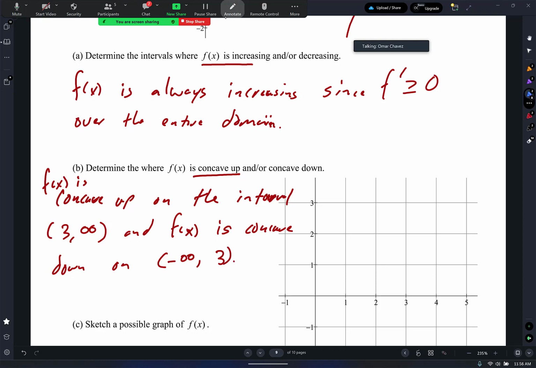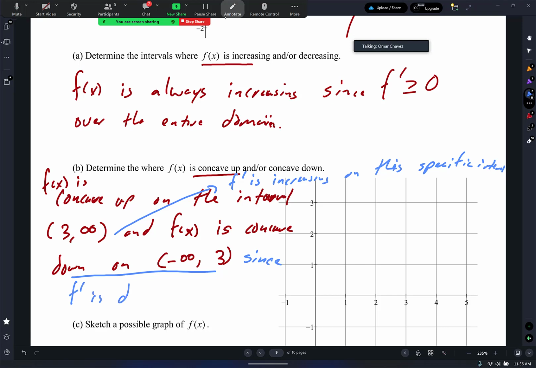And make sure you put why though. I did a bad job here. Let me stretch it here. It's concave up because f prime is increasing on this specific interval. And f of x is concave down on that because f prime is decreasing on this specific interval.